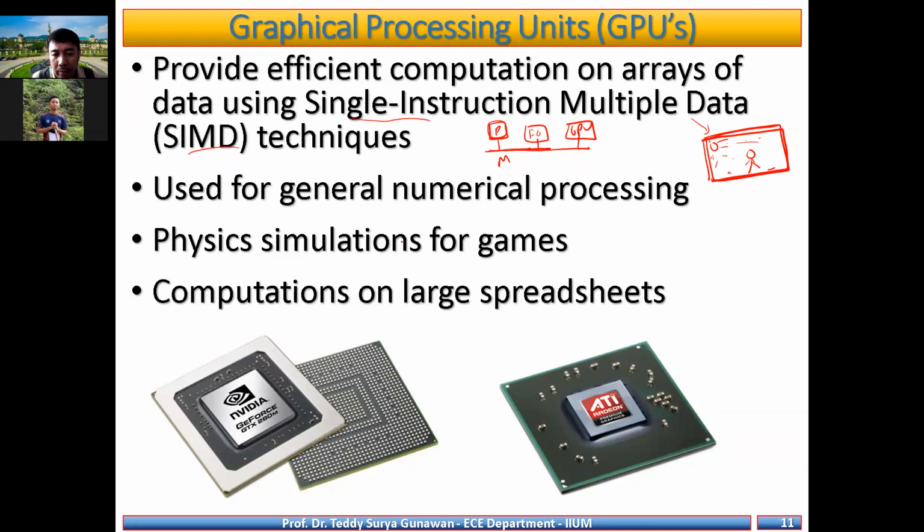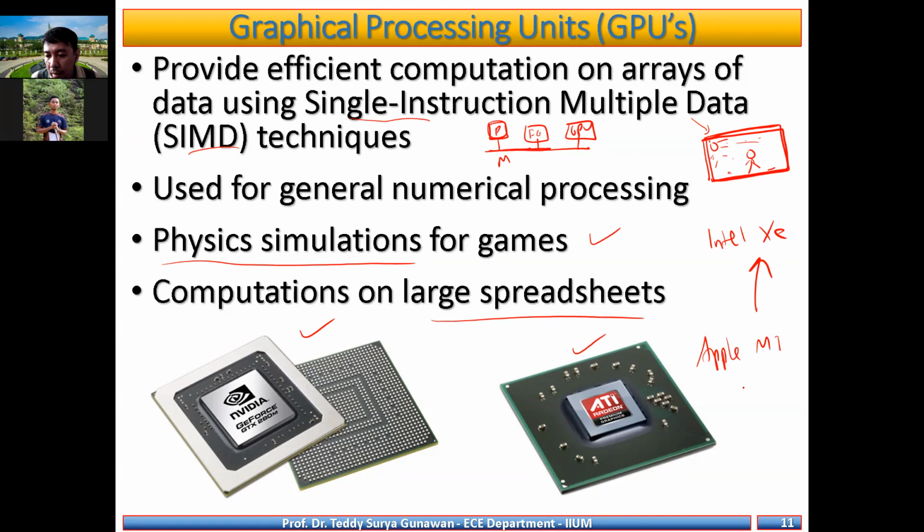So then we have physics simulation for games. Physics simulation like reflection, like virtual reality and so on. Okay, or computation of large spreadsheets. Okay, so you have two players, ATI, and Intel now also has what is it called, Intel Z. Okay, this also provides graphics, and Apple M1 also provides an onboard GPU. Okay, on the Apple chip.